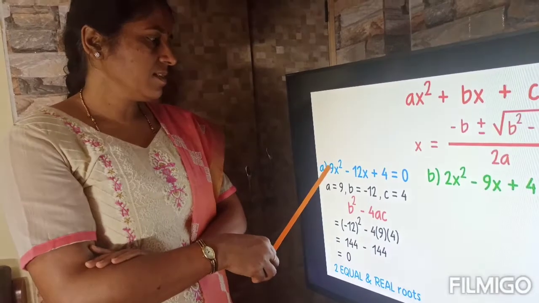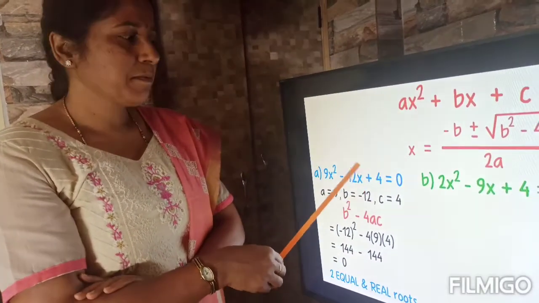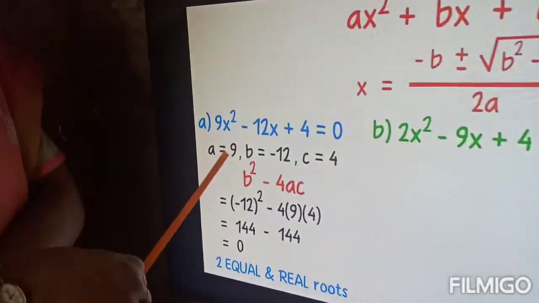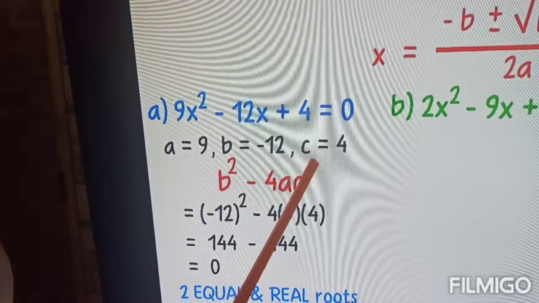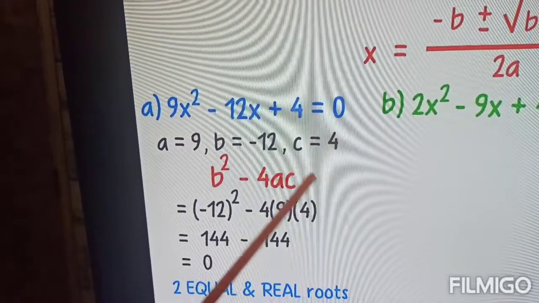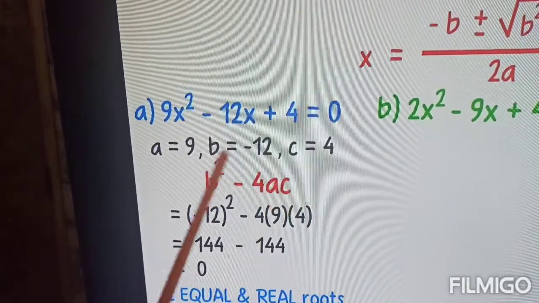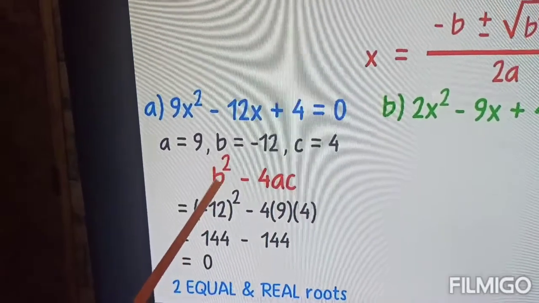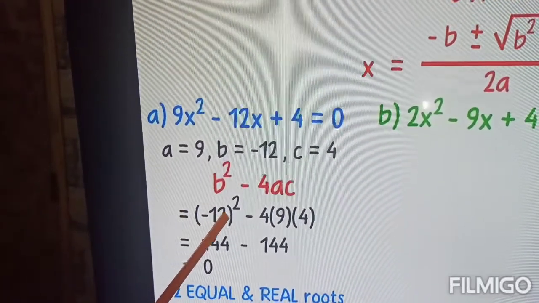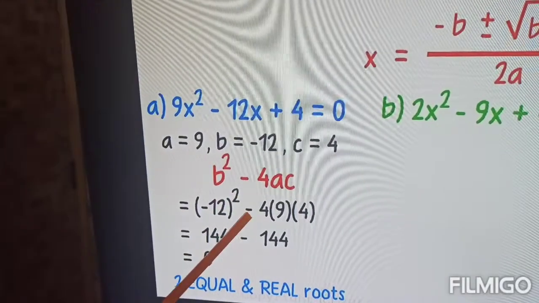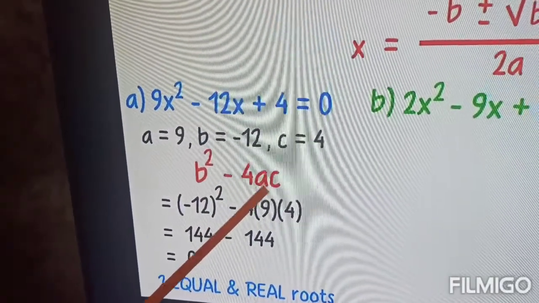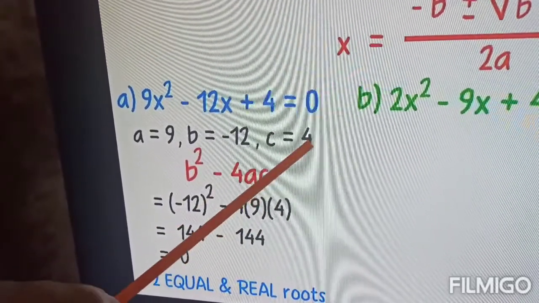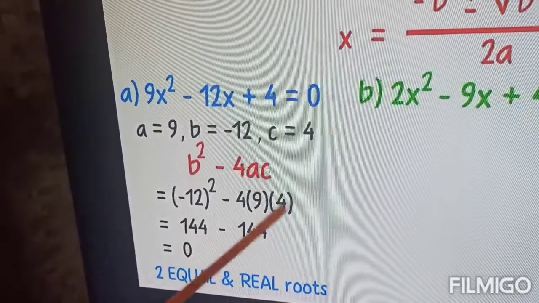First equation is 9x square minus 12x plus 4 is equal to 0. From this equation we get a is 9, b is minus 12 and c is 4. These values are to be replaced in the delta value or discriminant, b square minus 4ac. Instead of b, replace minus 12, squared; minus as it is, 4 as it is, a replaced by 9 and c replaced by 4. Now we have to simplify.